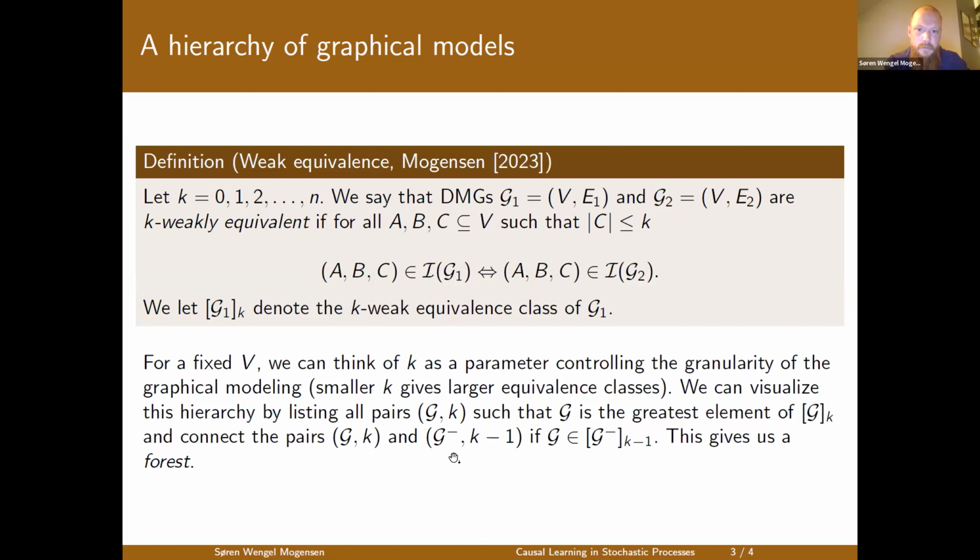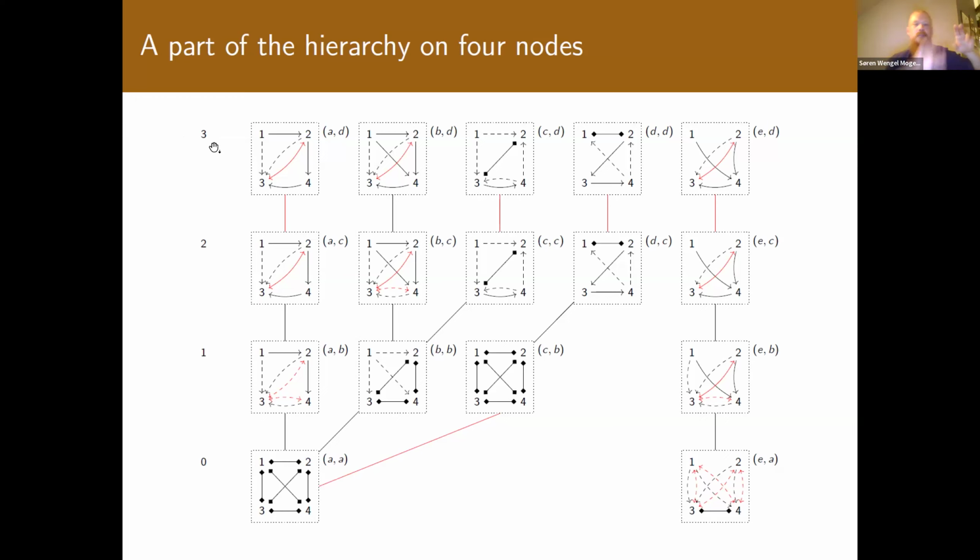So this requires some explanation. On the top level you have a 3, which means that K is equal to 3. Imagine you have a bunch of nodes where each node represents a greatest element of a 3-weak equivalence class. If you take the graph AD, then this downwards edge means that on the 2 level, this graph AD is 2-weak equivalent with the AC graph.